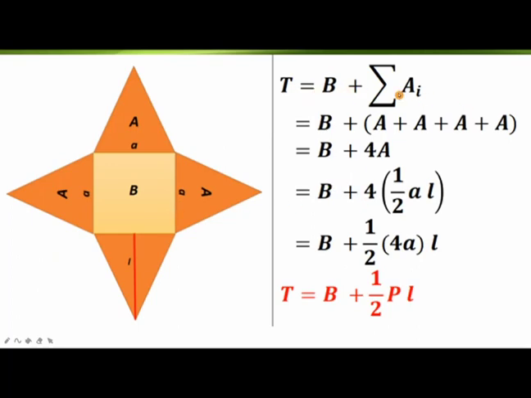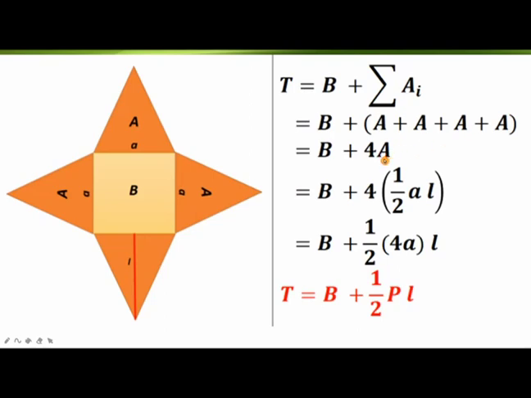Note that for any regular pyramid, all the lateral faces are isosceles triangles. An isosceles triangle, of course, has two equal sides. Again, the total surface area is equal to the area of the base B plus the sum of the areas of all the lateral faces. Here, the area of each triangle is denoted by A. Hence, this is now A plus A plus A plus A, which is of course equal to 4A.